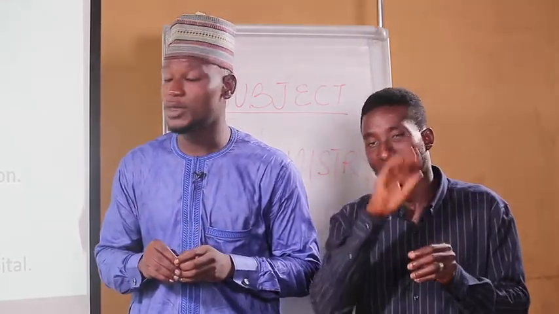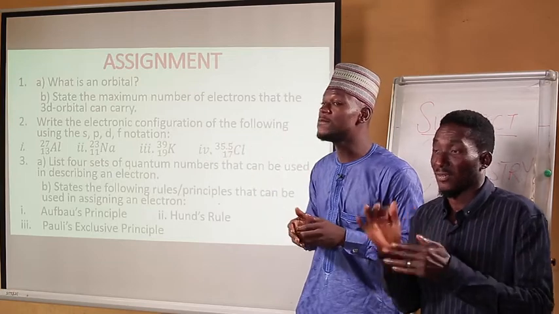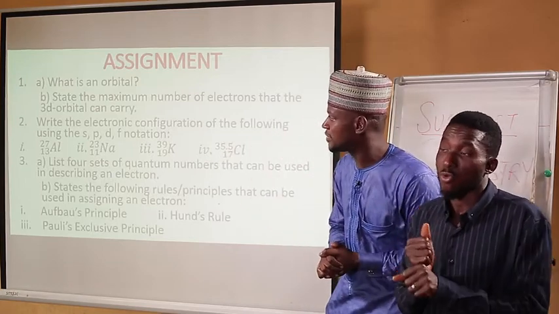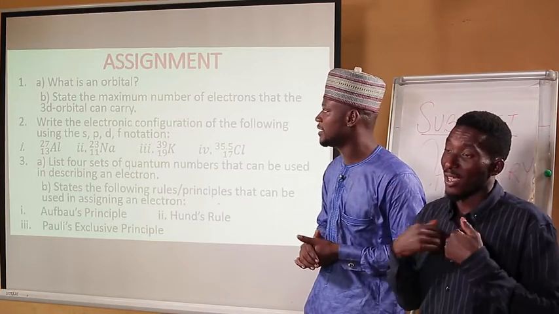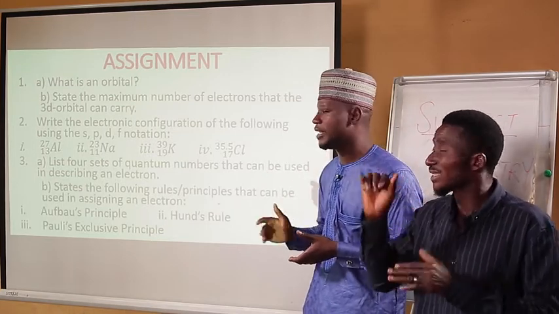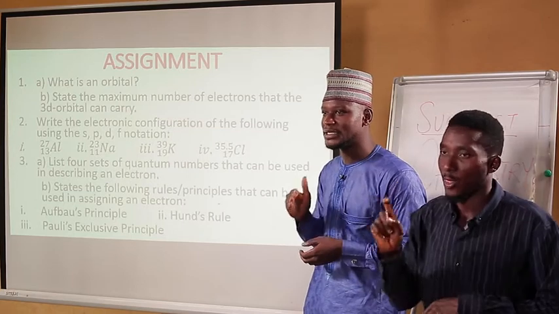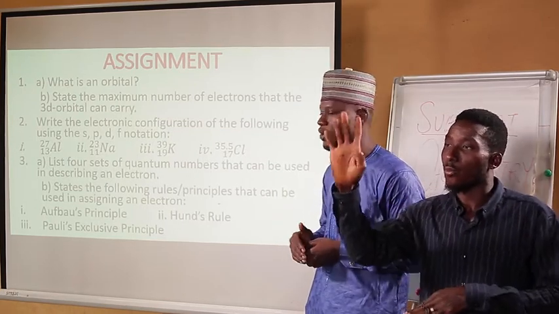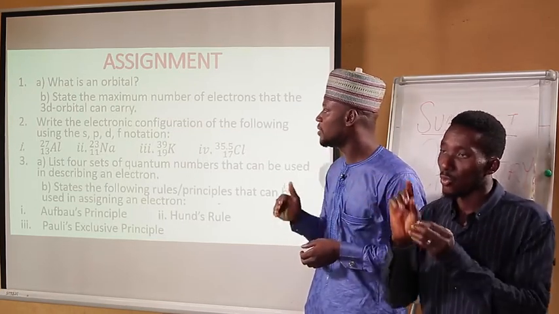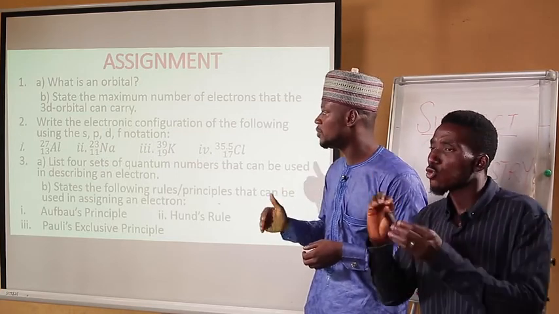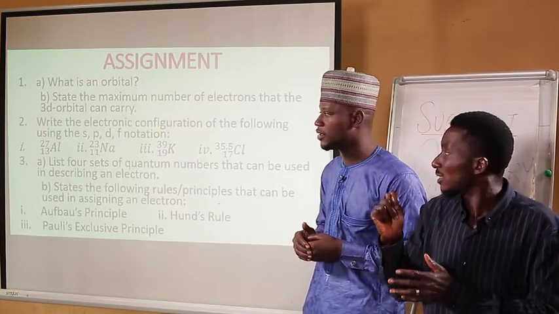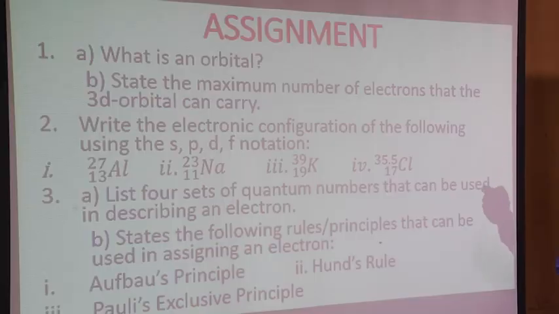Having said that, I will give you an assignment to see if the learning has taken place. And then in the assignment, we have question 1. Question 1a, what is an orbital? Question 1b, state the maximum number of electrons that the 3d orbital can carry.